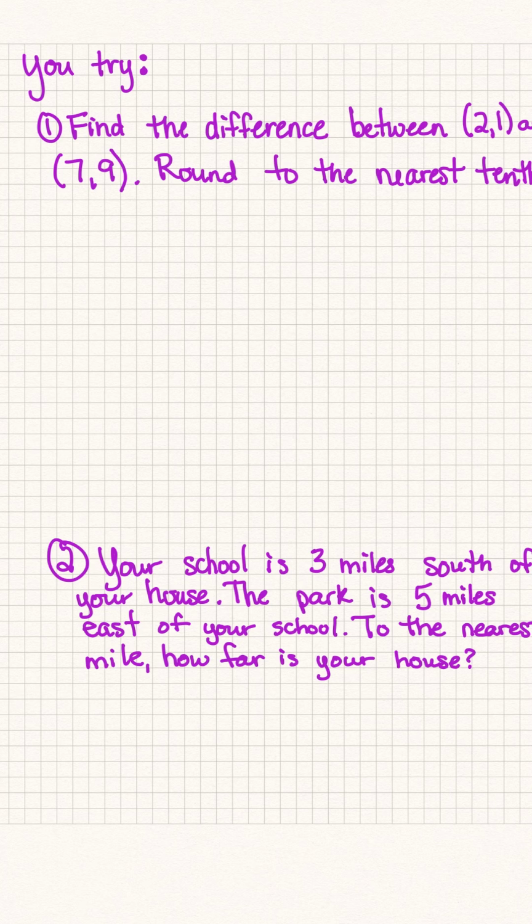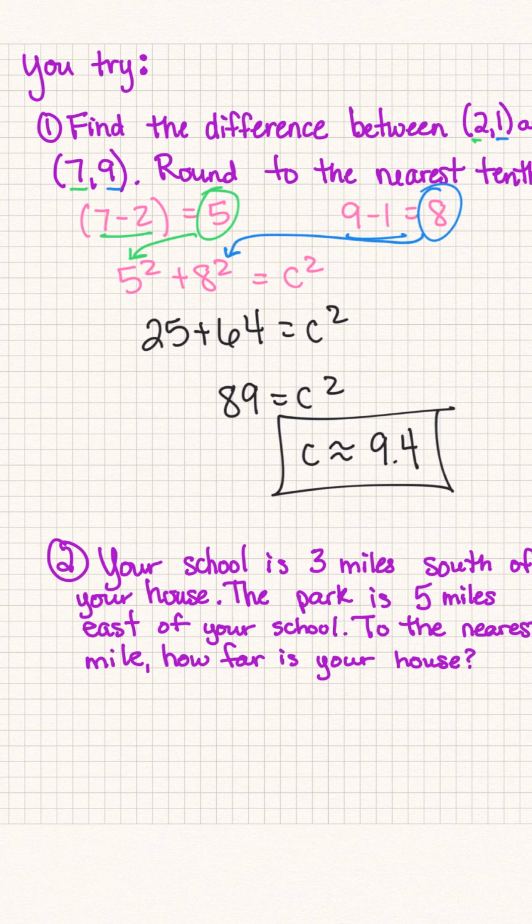These next two I'd like you to try on your own. Press pause, do the work, show the work, come back, and see if you got the correct answer. So this first one, you want to take your 2 points and subtract. I saw that 7 and 9 were bigger than the 2 and the 1, so I put them first so I didn't have to deal with a negative number, and did 7 subtract 2 equals 5. So one side is 5 and the other side is 9 subtract 1, and that equaled 8.